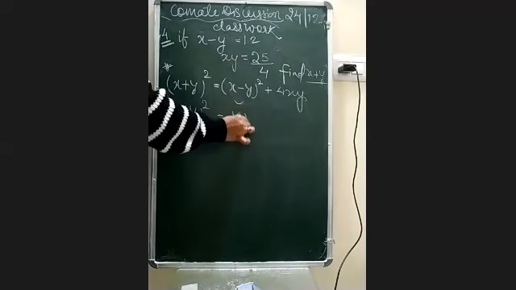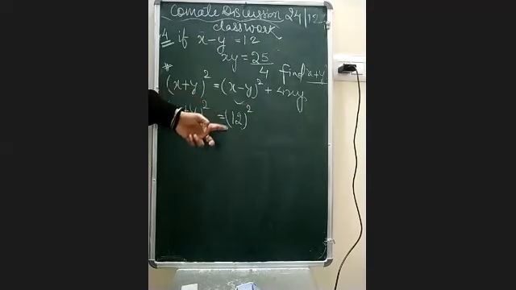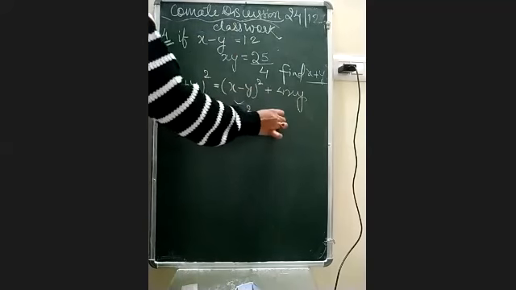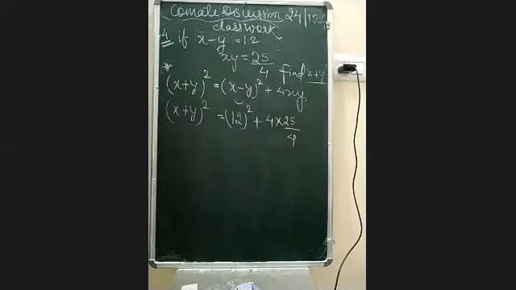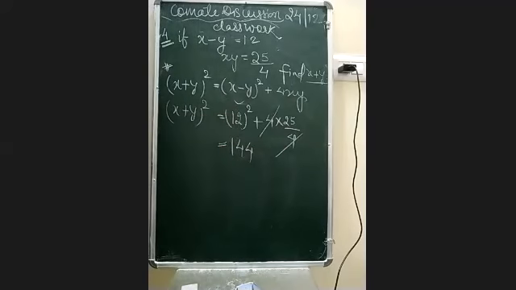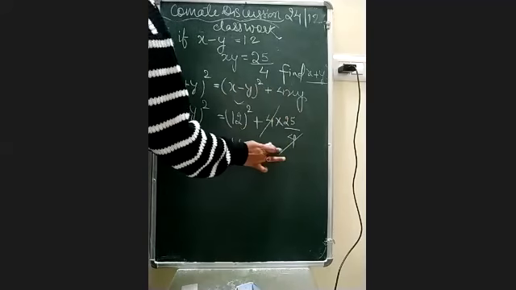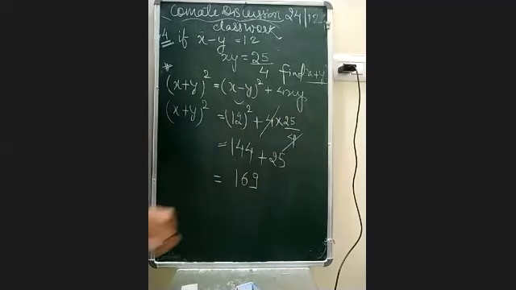x minus y means 12 square, because the value of x minus y was given here, that was 12. So 12 square plus 4xy. What is given for xy? 25 upon 4, which was given in the question earlier. Now 4 and 4 will get cancelled. You will be left with 144, because 12 square is 144, plus 25 left. And when you solve this, it will give us 169.